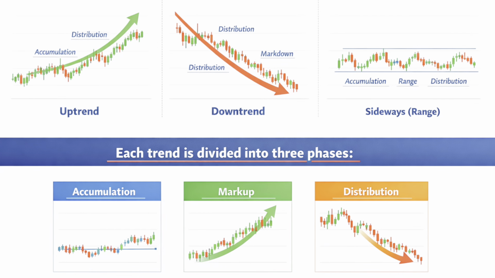So, here's the key takeaway. The market is always repeating this cycle. Accumulation, quiet buying. Markup, trend takes off. Distribution, smart money exits. Then it all starts again. This happens in every time frame, from the weekly chart down to even a 5-minute chart. The smaller the time frame, the less reliable, but the pattern is always there.